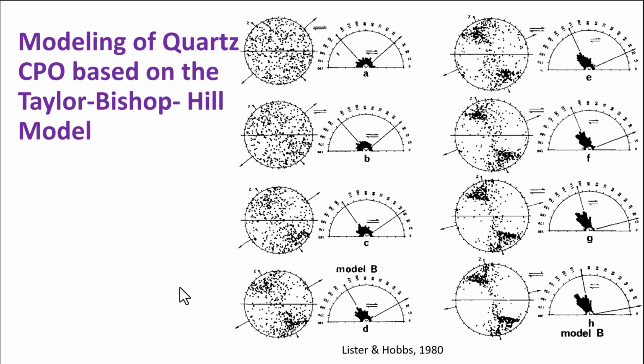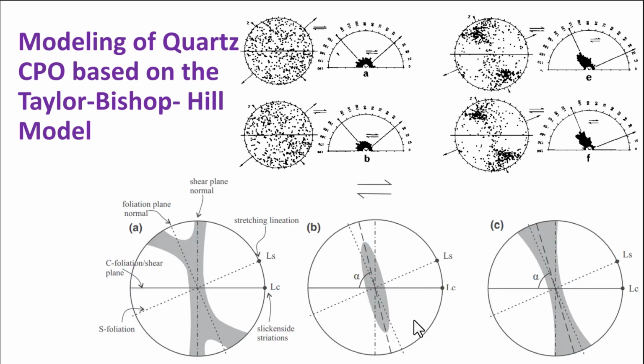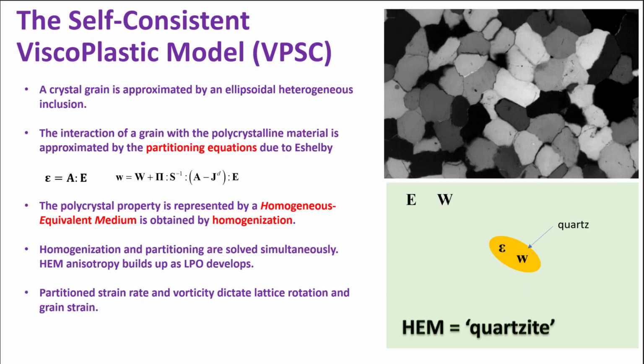Gordon Lister in the 1970s did a PhD on the development of quartz CPO using the Taylor-Bishop-Hill model. This diagram is from one of his publications. And his work has been the basis for the interpretation of quartz CPOs in natural mylonite. The Taylor-Bishop-Hill model is highly unrealistic. The assumption of uniform strength throughout all grains is quite ridiculous.